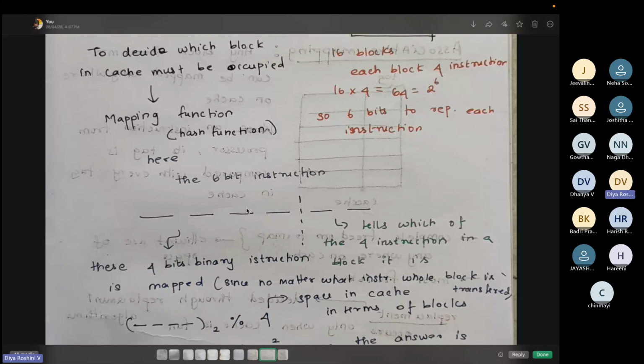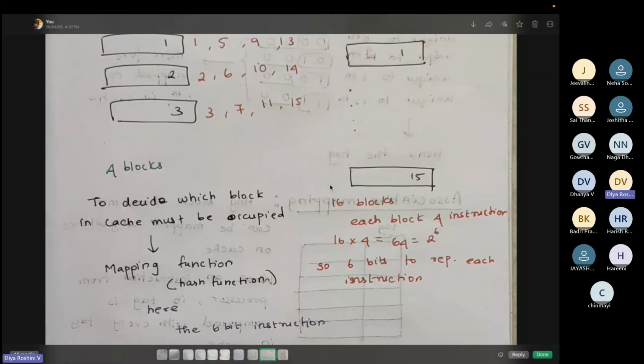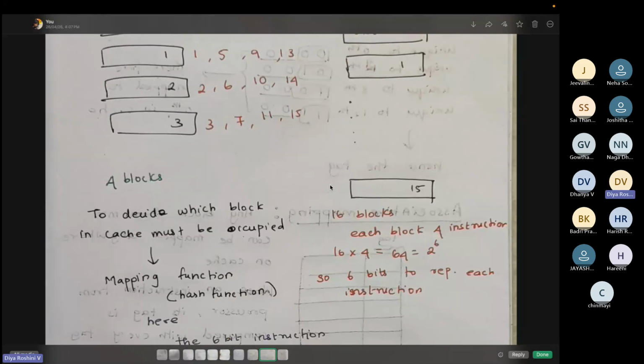So, which part is confusing exactly? The calculation part or the ideology part? The splitting of the instruction into different bits. So how I separate the bits. Okay. See, first you have to look at the number of total instructions.